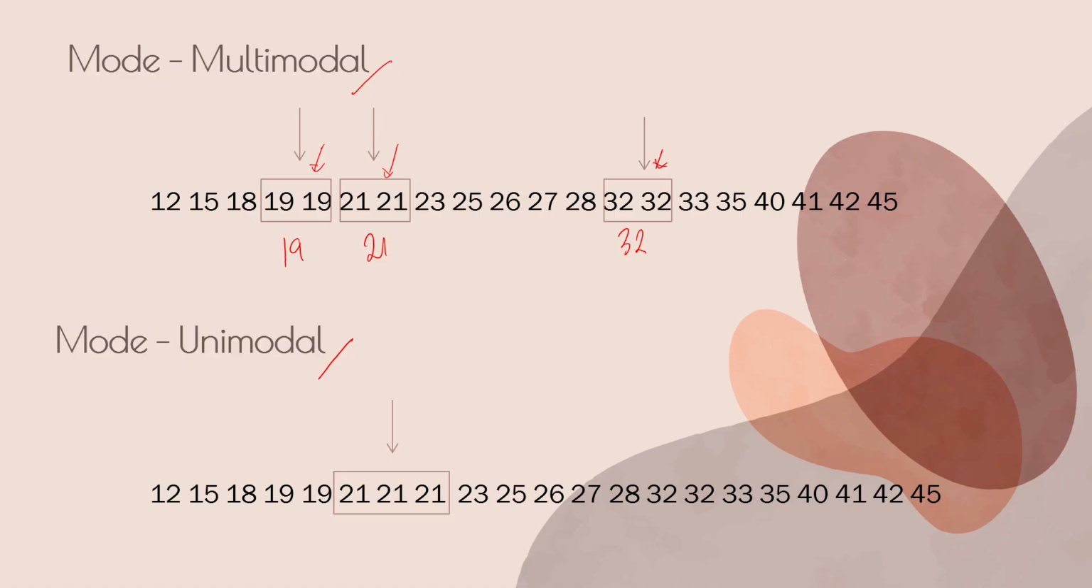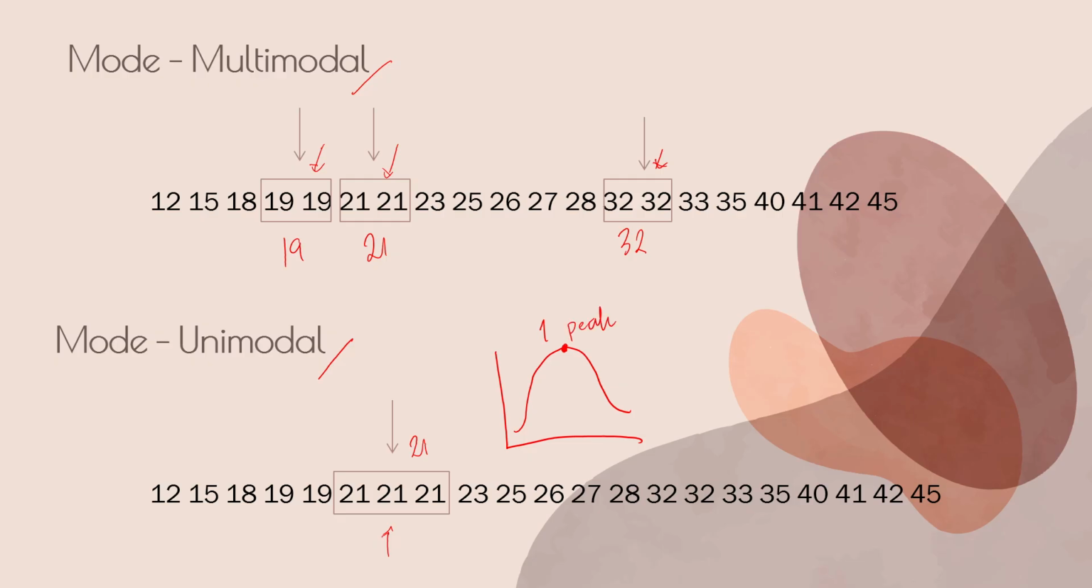Now, for a unimodal dataset, you only have one observation or one most repeated observation. In this case, that would be 21. For a normally distributed dataset, we usually prefer to have a unimodal dataset. And that is because, if you remember, as we've illustrated earlier, in our bell-shaped curve, your mode is actually at the peak. And so, a characteristic of a bell-shaped curve is that it only has one peak.